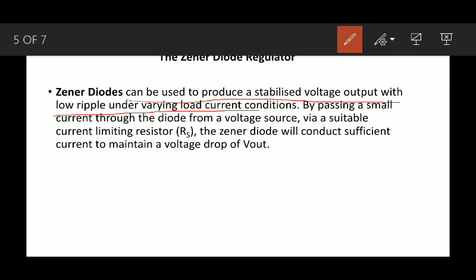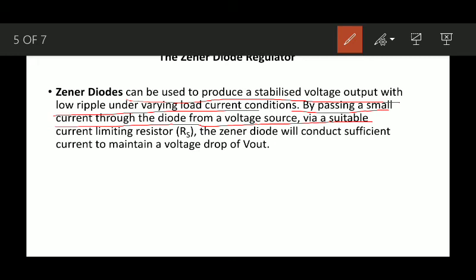It passes a small current through the diode when the voltage source is applied and it does not come into the reverse breakdown region. When it doesn't come into conduction, a very small amount of current will flow across the diode.